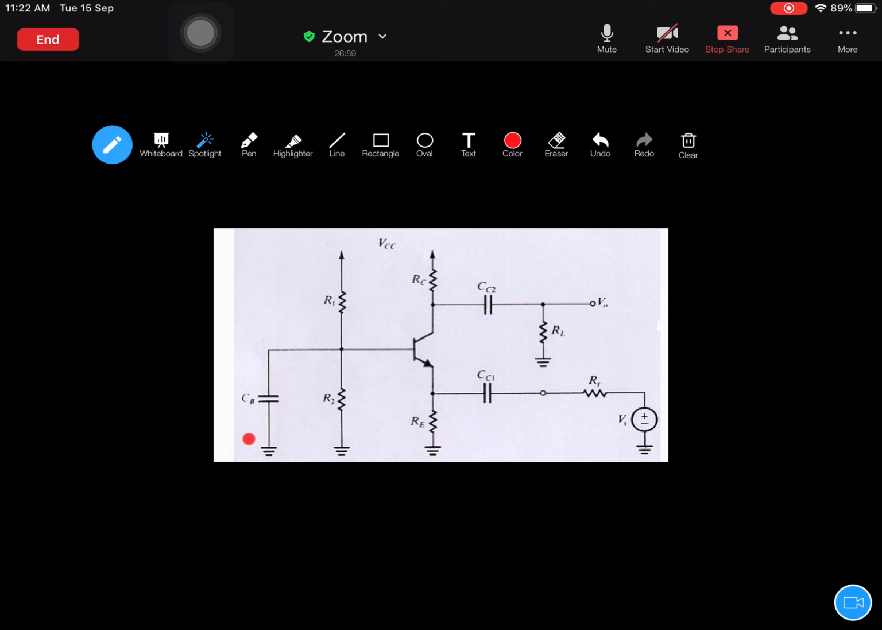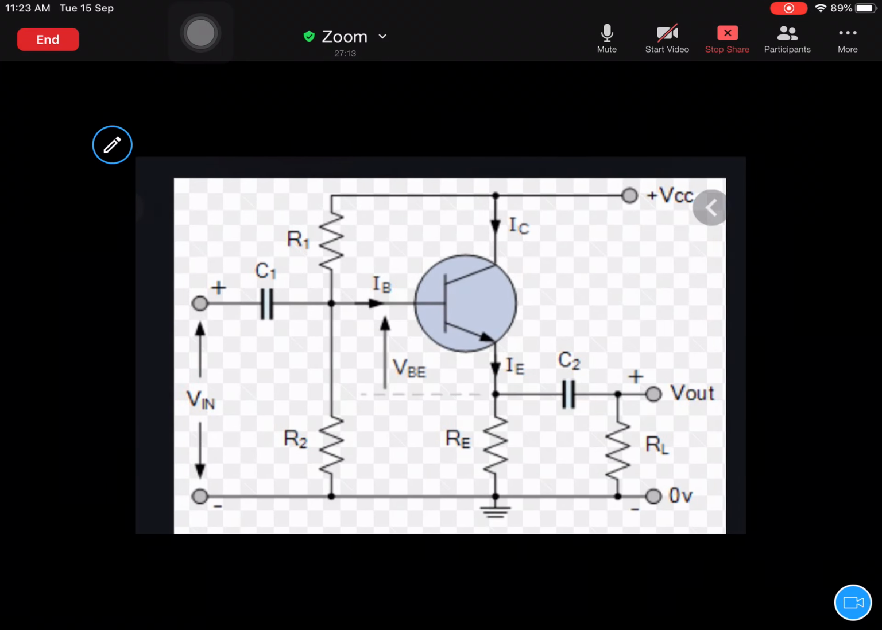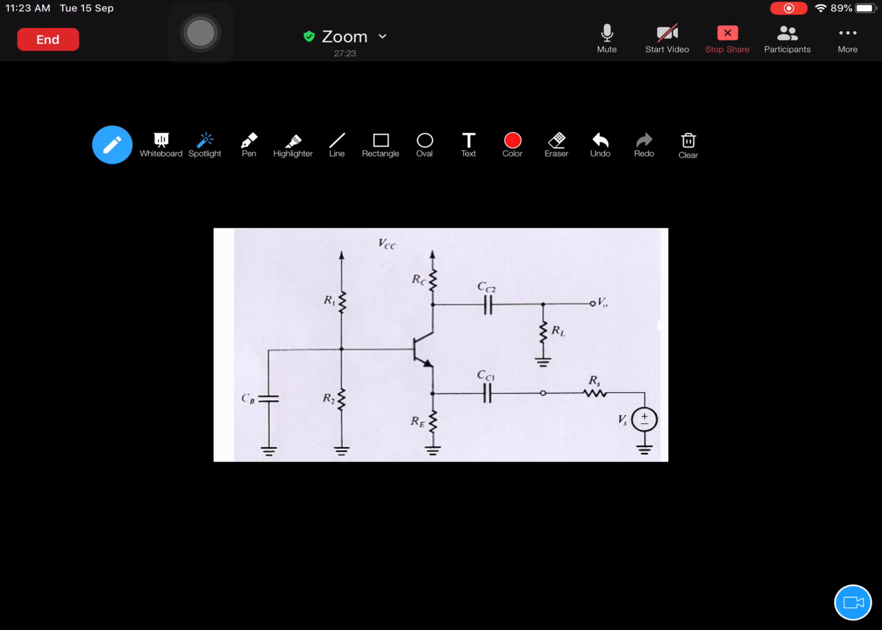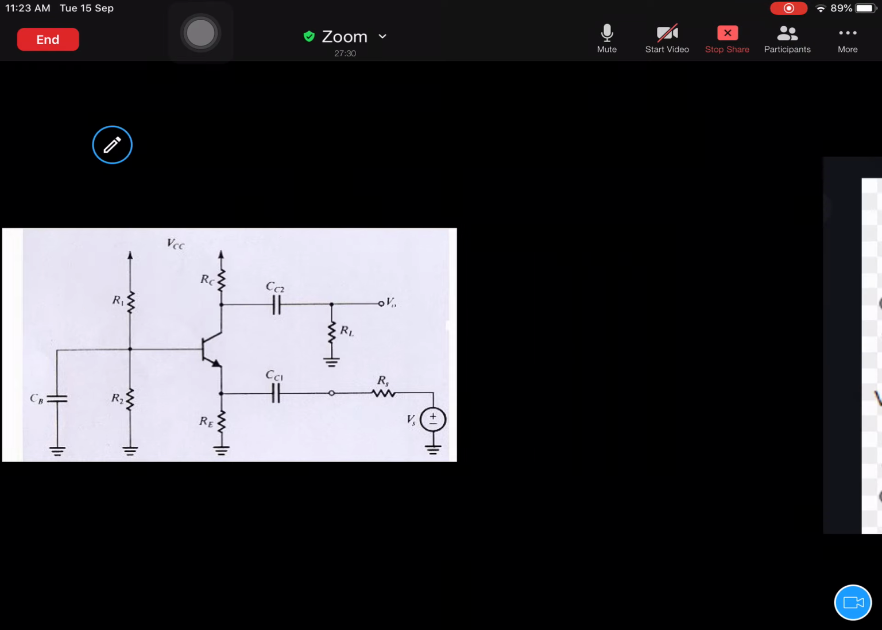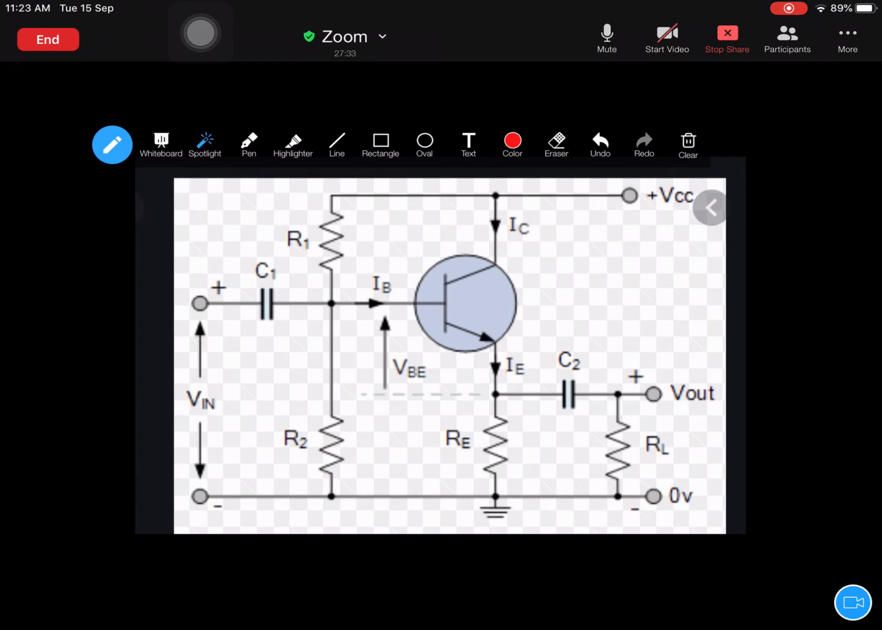And this is the bypass capacitor, which is used to draw the extra amount of current. If there is a large amount of current through the base region, this will provide a path to store the extra charge. Next, there is one more amplifier, which is the common collector amplifier. This one is the common base amplifier, and this one is the CC amplifier.